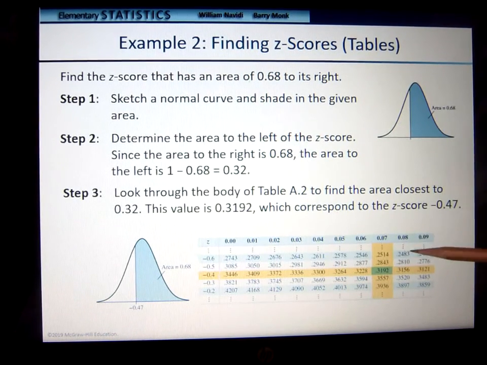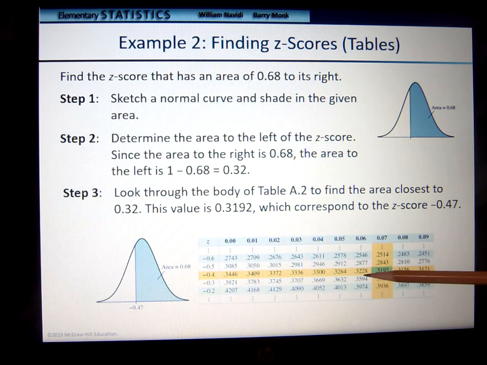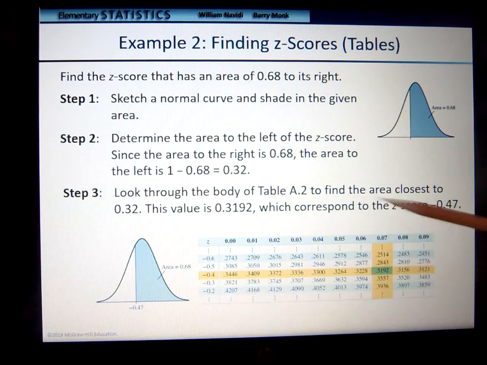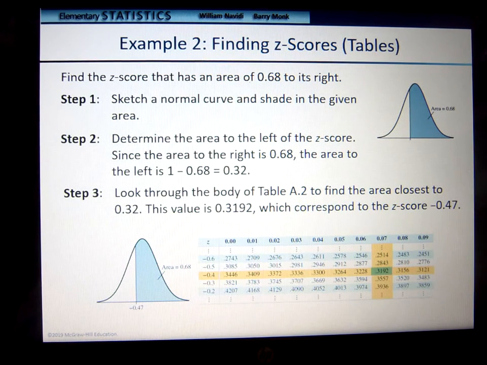Go as close as I can find on here. 0.3192 is closer than 0.3228. So you want to go the closest, which is this one. Hundreds place is 7. -0.47 would be the z-score.